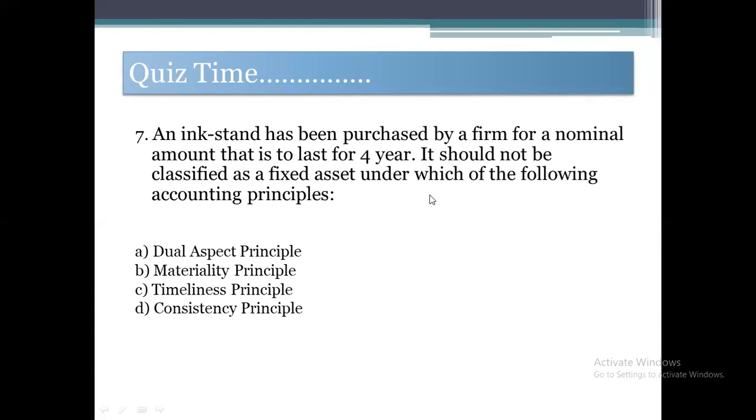So which principle? B, materiality. Okay. Somebody's written A also. So most of you have given the answer as B, that is materiality. It is insignificant, right? Because the inkstand is worth some hundred rupees. I will not be carrying it forward for so many years and treating that as a fixed asset. I'll simply write it as an expense and book it accordingly in just one shot.